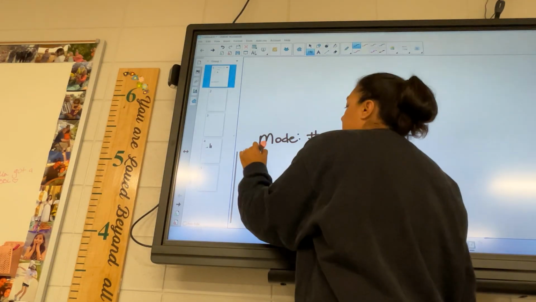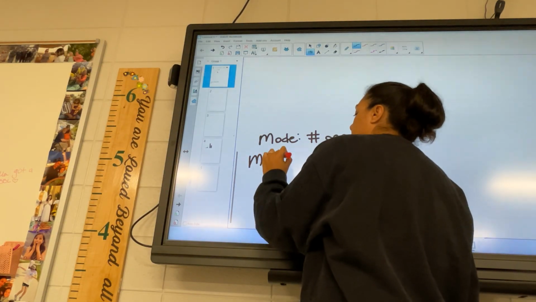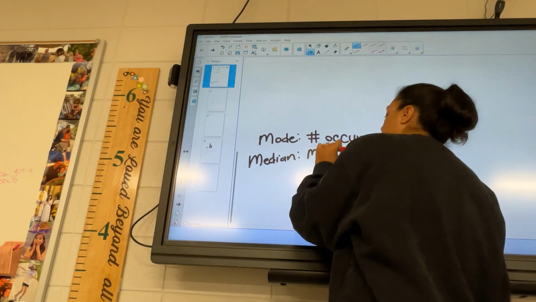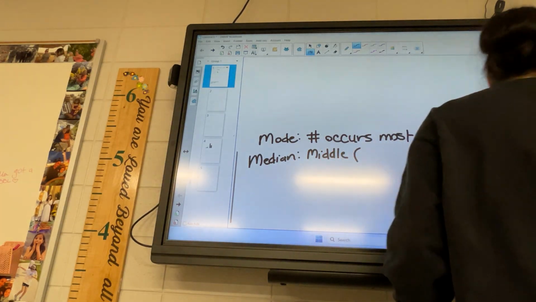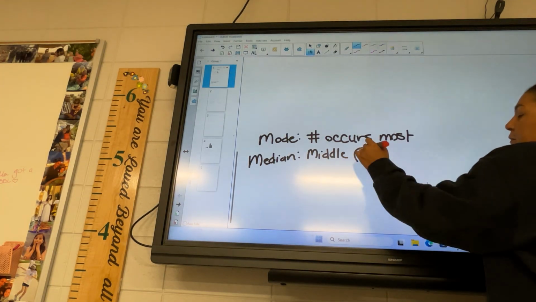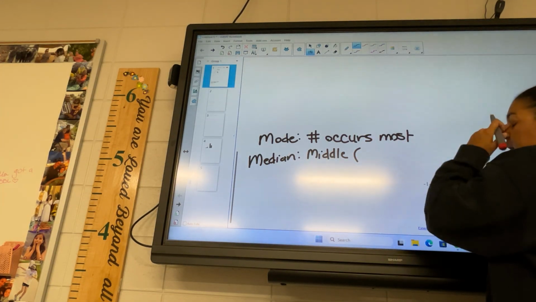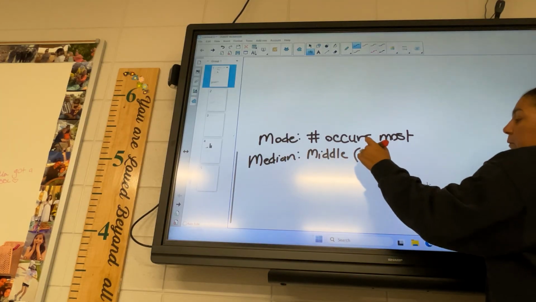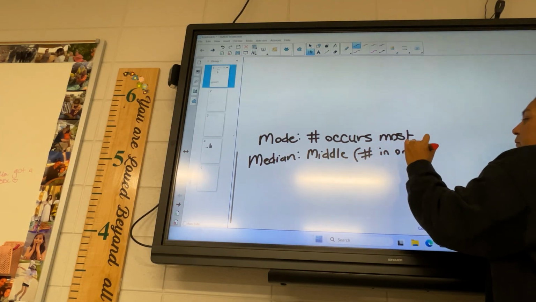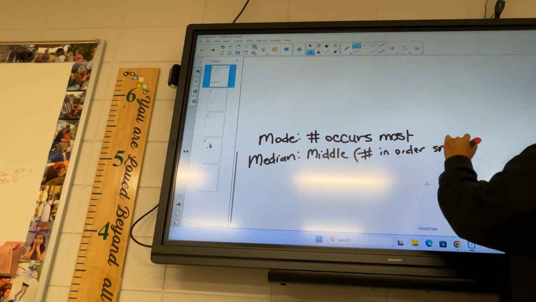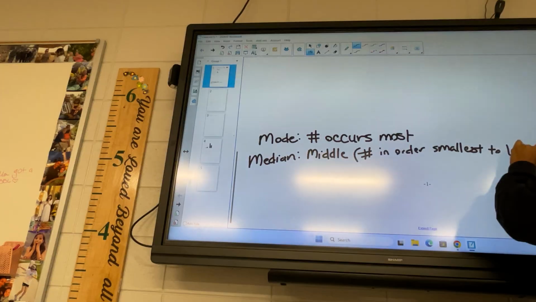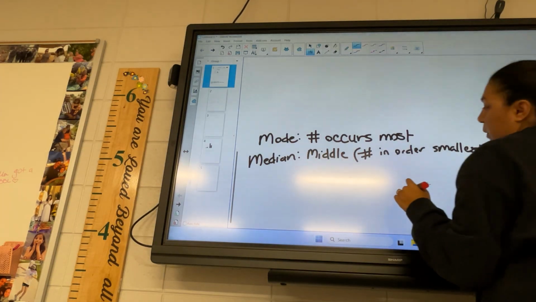Okay, the median is really the middle. You need to put the numbers in order, smallest to largest. Okay, and then you can find the middle.